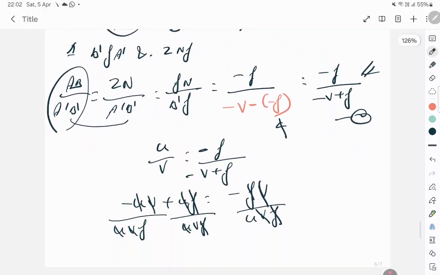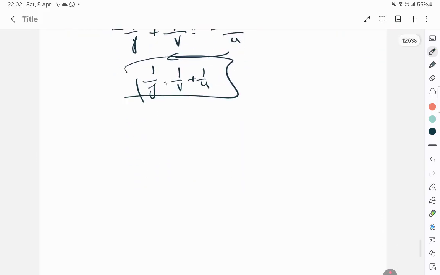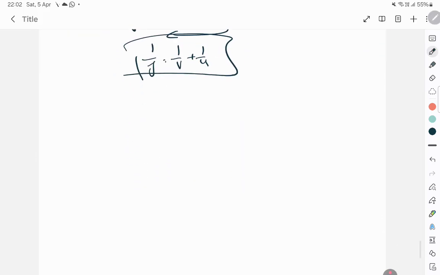That's about a concave mirror. One of the positions is done. So next is also the lens formula for a convex lens. So let's take a convex lens.